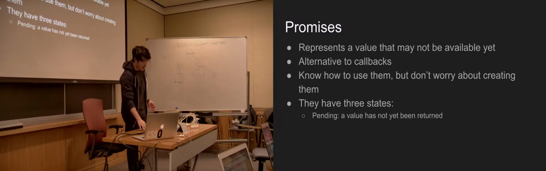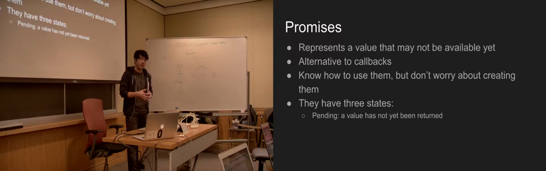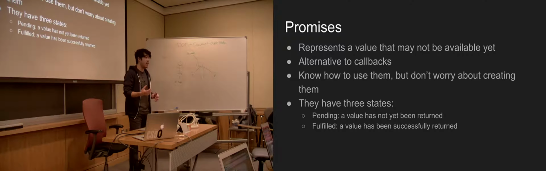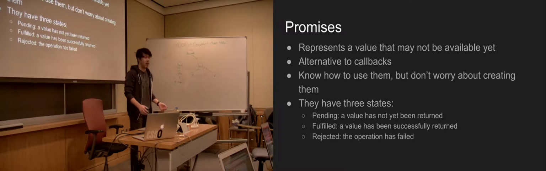And promises have 3 states. They're pending, meaning a value hasn't been returned. They're fulfilled, which means a value has been returned. And there's rejected, which means the operation has failed. So either it worked, it didn't work, or it still hasn't happened. And so what does this actually look like?